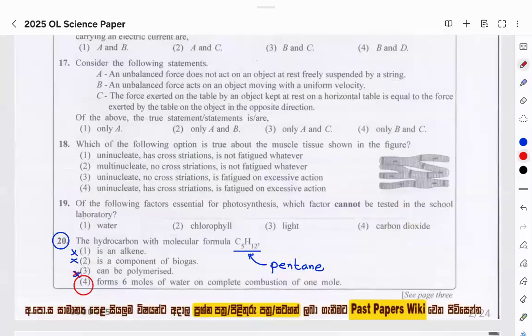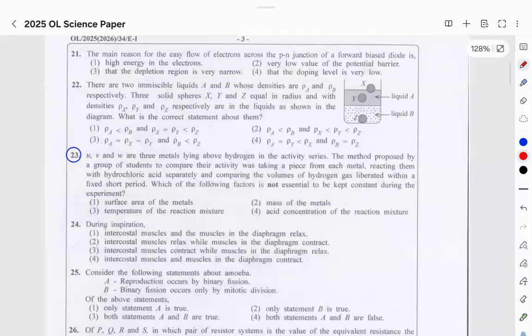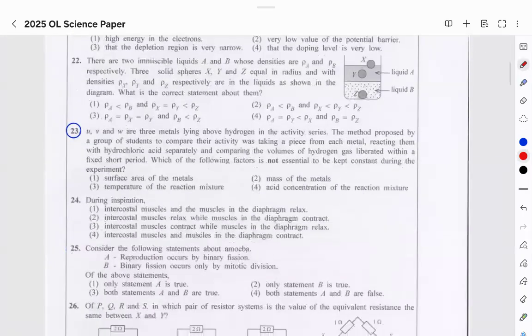Okay, now let's move to the next one. Next MCQ, MCQ number 23.